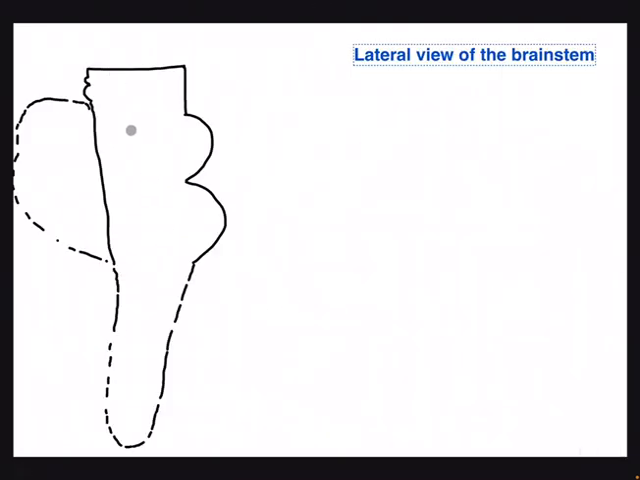This is a sagittal section of the brainstem, a longitudinal section of the brainstem showing the lateral view of the brainstem. This is the anterior view, and this is the posterior view. Here we can see the lateral aspect of the midbrain, pons, medulla oblongata, and this is the continuation of medulla oblongata, which is the spinal cord. On the posterior side of the brainstem, we can see the cerebellum, which is attached to the brainstem through the cerebellar peduncles, upper, middle, and lower. On the posterior side of the midbrain, we can see the superior colliculus and inferior colliculus.